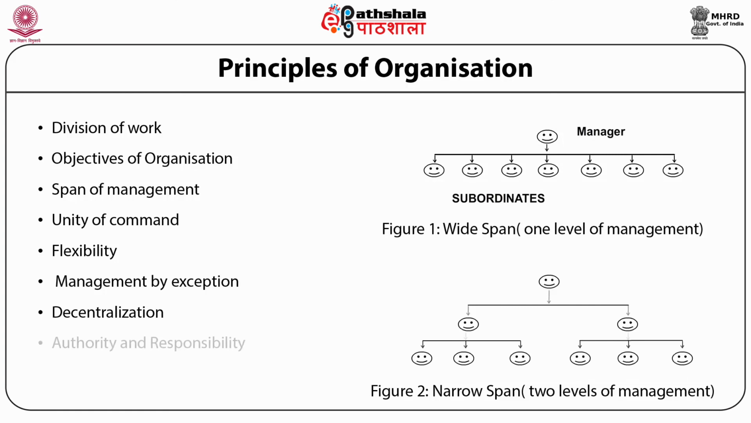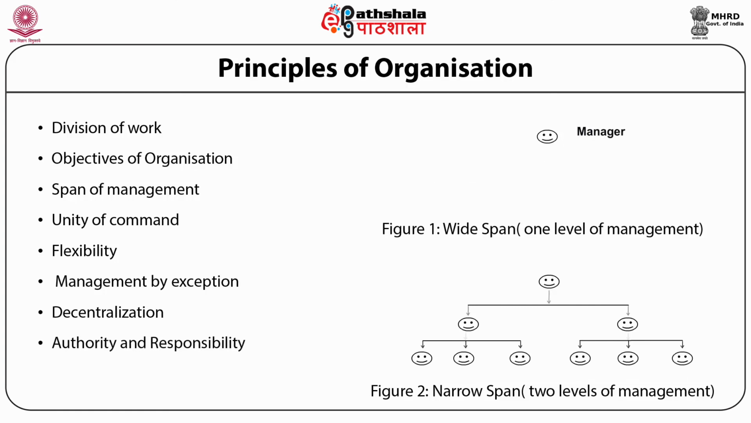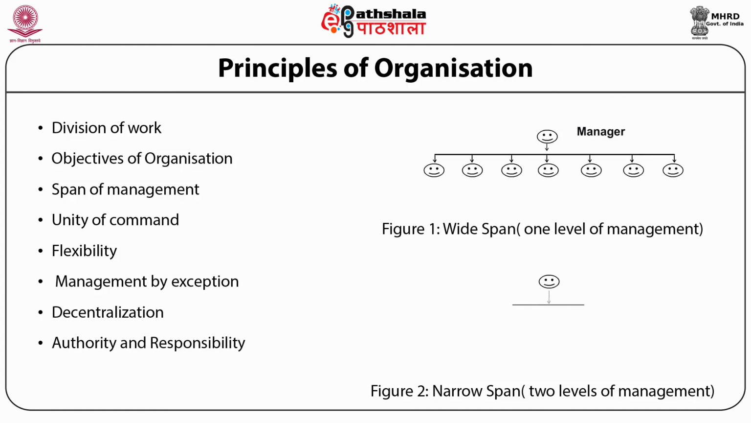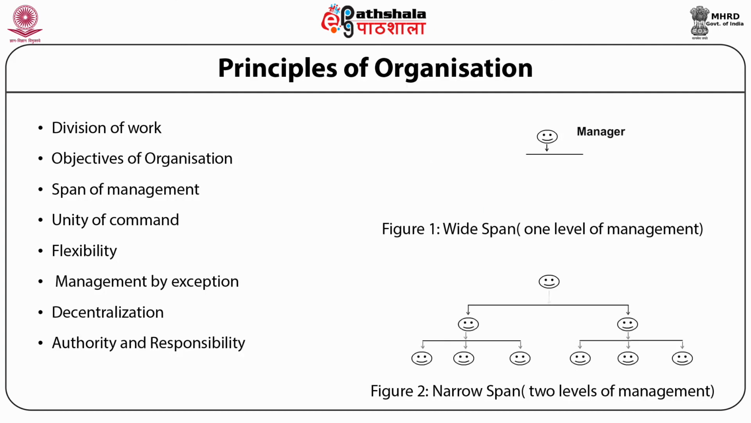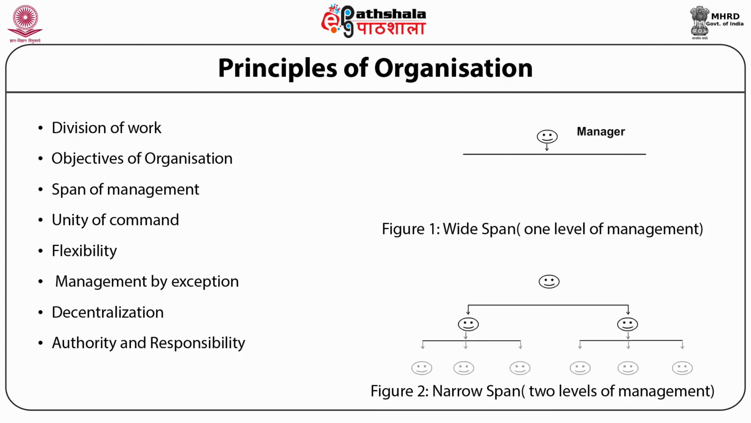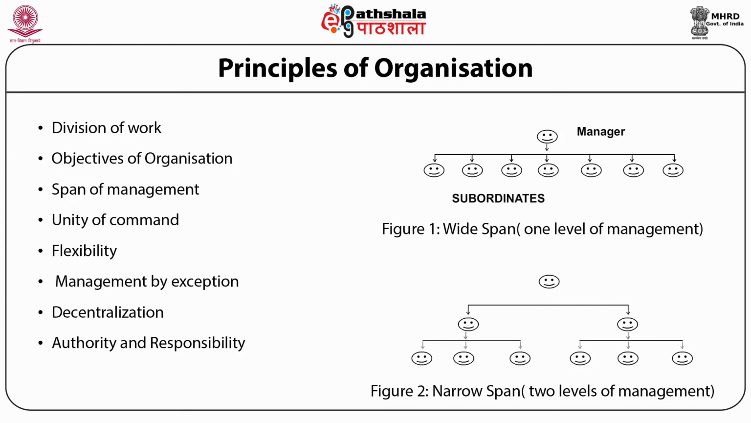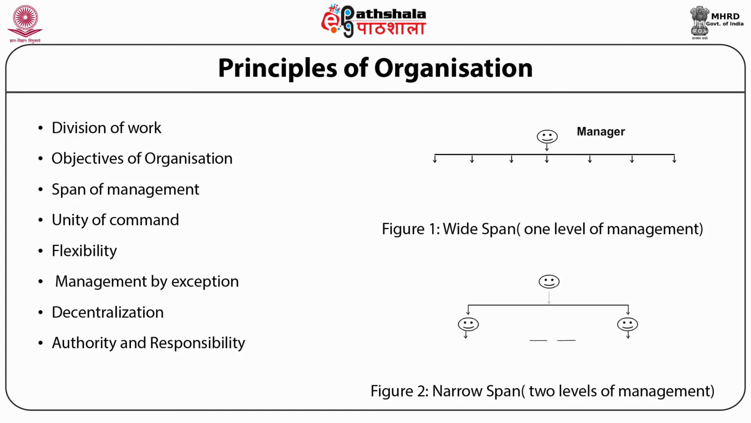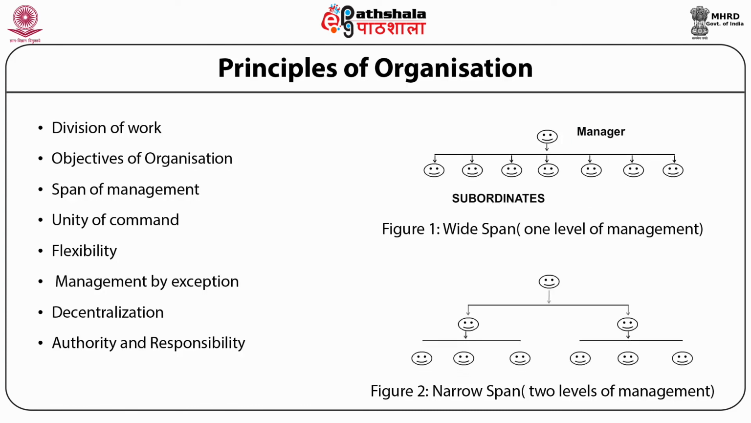Eighth is authority and responsibility. Authority empowers an individual to take decisions and to command and to exercise control over his subordinates for execution of policies and programs. Responsibility is the duty to perform an assigned task. There should be a balance of authority and responsibility. Otherwise, the subordinates cannot discharge their responsibilities properly.